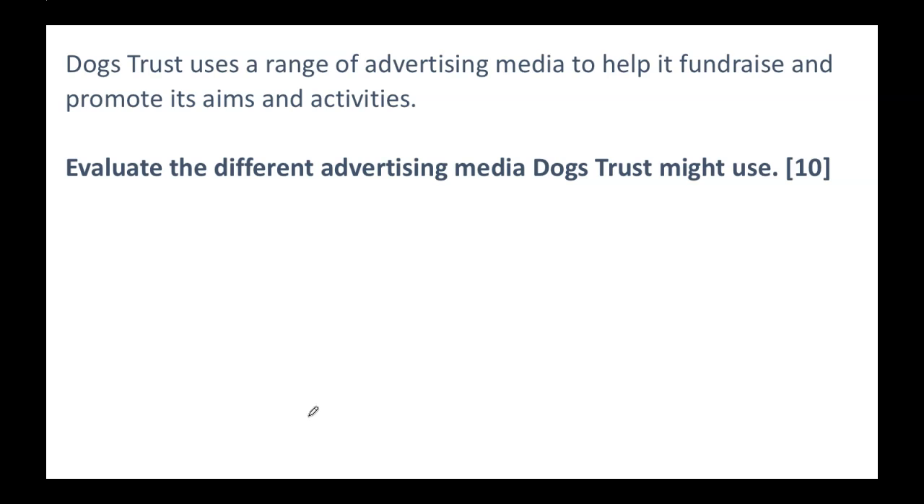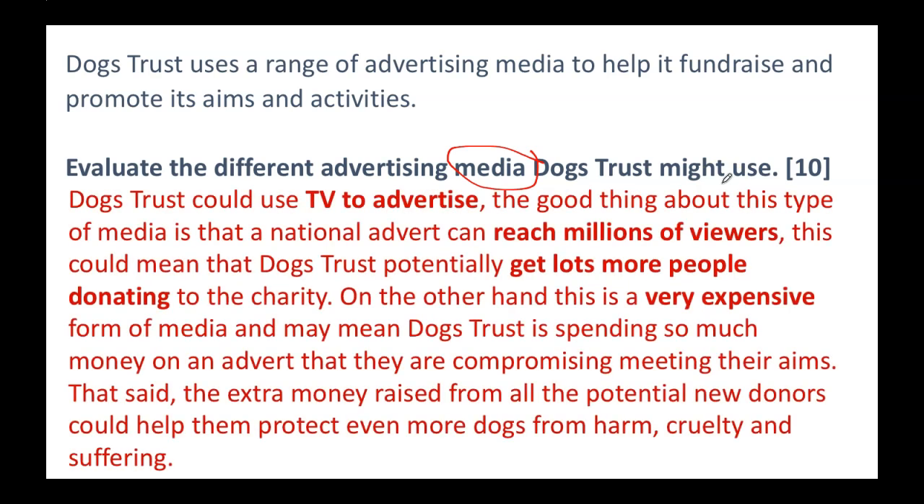Here's another example of a longer question. Evaluate the different advertising media. We're seeing that word coming up again, that Dogs Trust, the charity, could use for 10 marks. So here's just one example. They looked at TV. So they've suggested a method there. It's good because it can reach millions of viewers. That can get a lot more people to donate, but it is very expensive. Some people might not like that. Some people get annoyed with adverts on TV because they know it's really expensive to produce those adverts, but they are quite effective actually at bringing in extra donations.